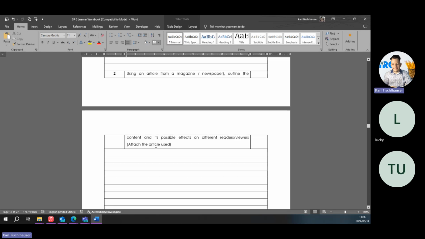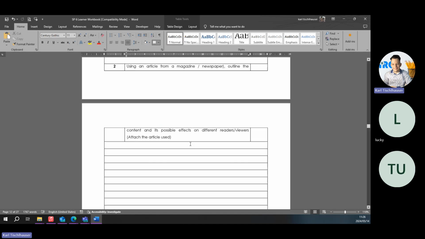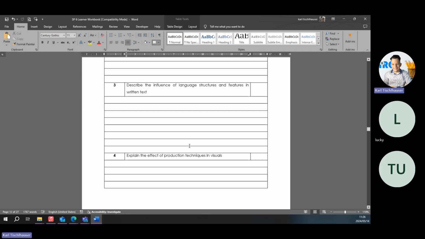Then number 2 says use an article from a magazine or newspaper, outline the content and its possible effects on different readers and viewers. So you must just give me an article and tell me what kind of effect or impact that article would have on the different types of readers.